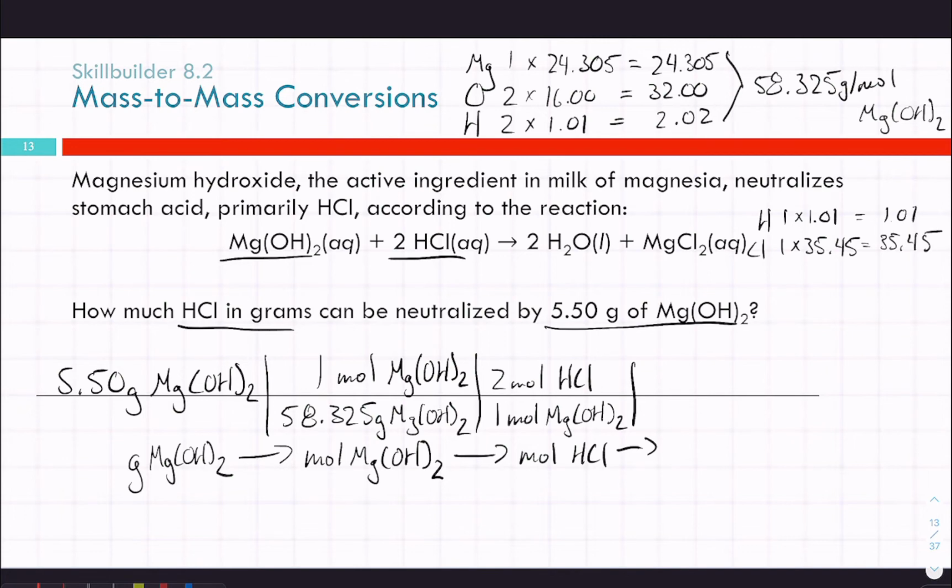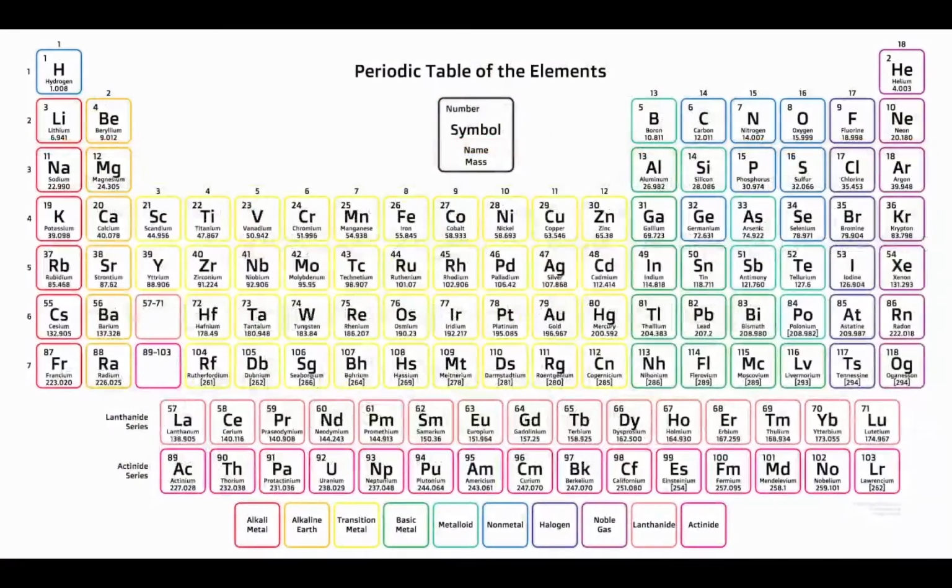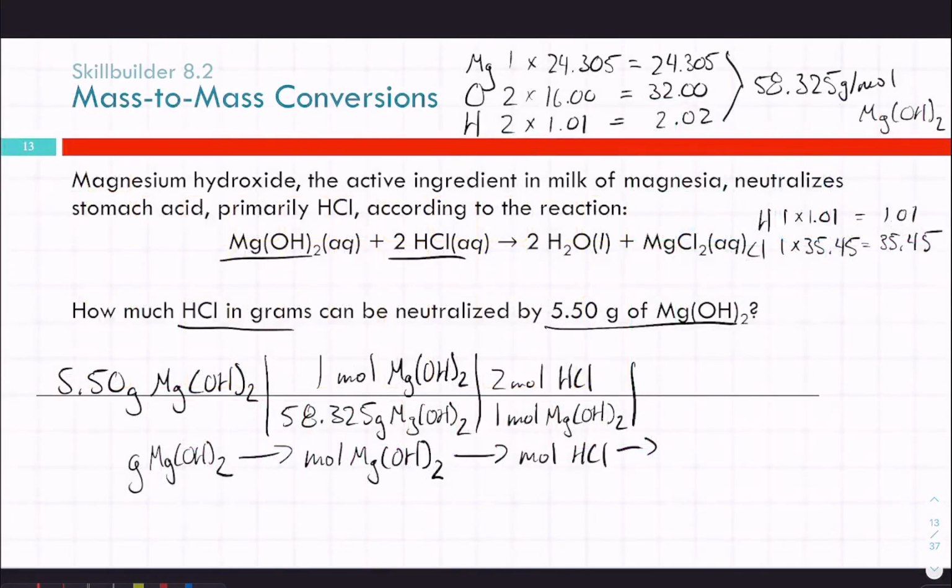And again, I just have some of these memorized from doing it so many times. You can always go to the periodic table. All right, so chlorine is over here, it's 35.45. So the atomic mass. So it's going to be 36.46. That's grams per mole HCl.